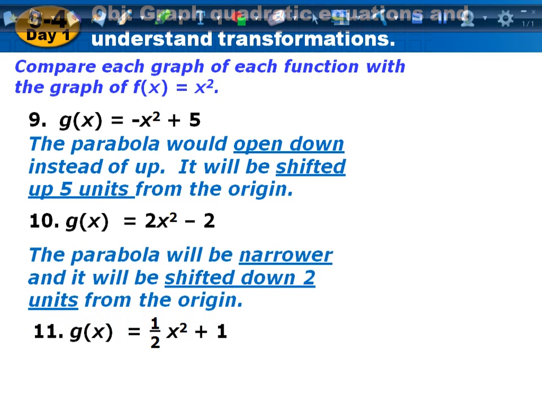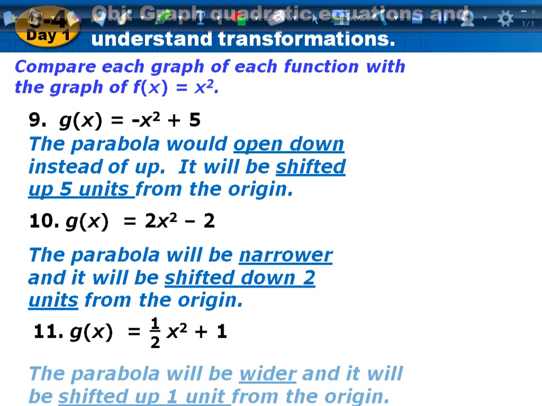Alright, hopefully you've had a minute to try it. For number 10, first thing I notice is that there's a 2 in front of the x squared, and since that's a whole number, I know that that's going to make it narrower. And then I notice the -2 on the end, and the -2 is going to shift it down 2 units. So we're going to write the parabola will be narrower, and it will be shifted down 2 units from the origin. If you got that right, good job. If not, please go back and fix it. Or if you said narrower but maybe didn't put shift down 2 units, please add to what you have.